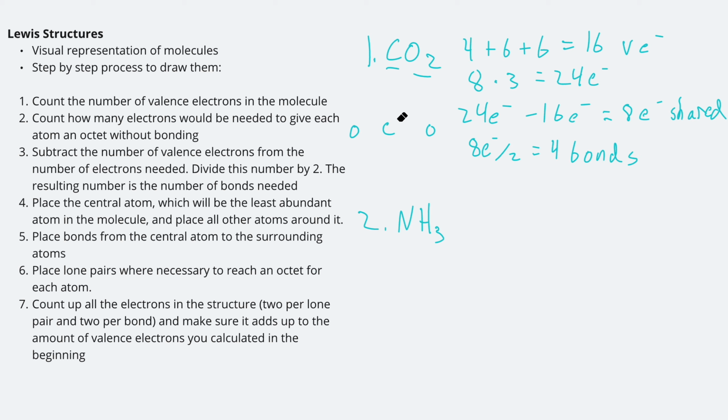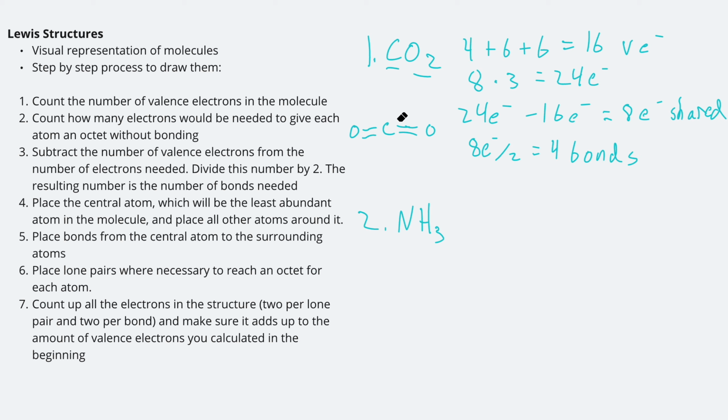Now you just place however many bonds you calculated. So we calculated 4 bonds, and it makes the most sense to just do 2 bonds on either side of the carbon, 2 going to each oxygen. After you place your 4 bonds, count and see which atoms have an octet and which ones don't.